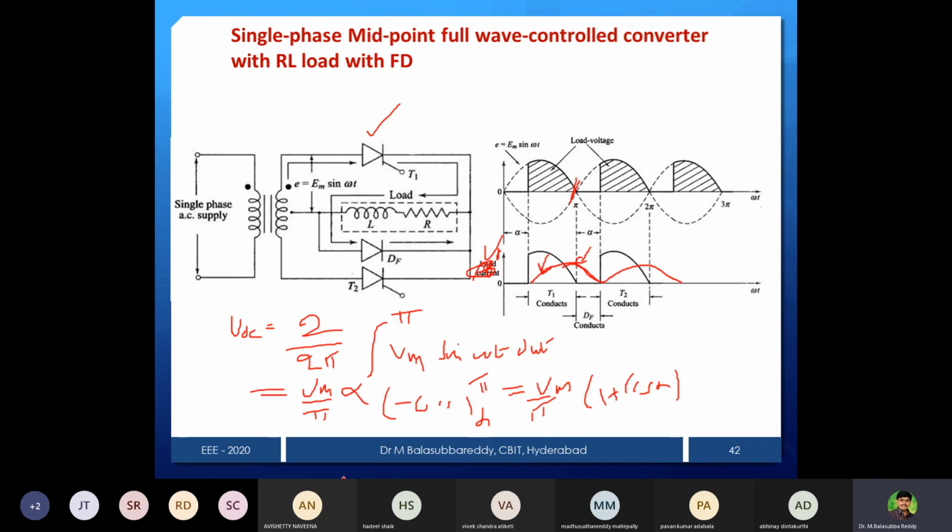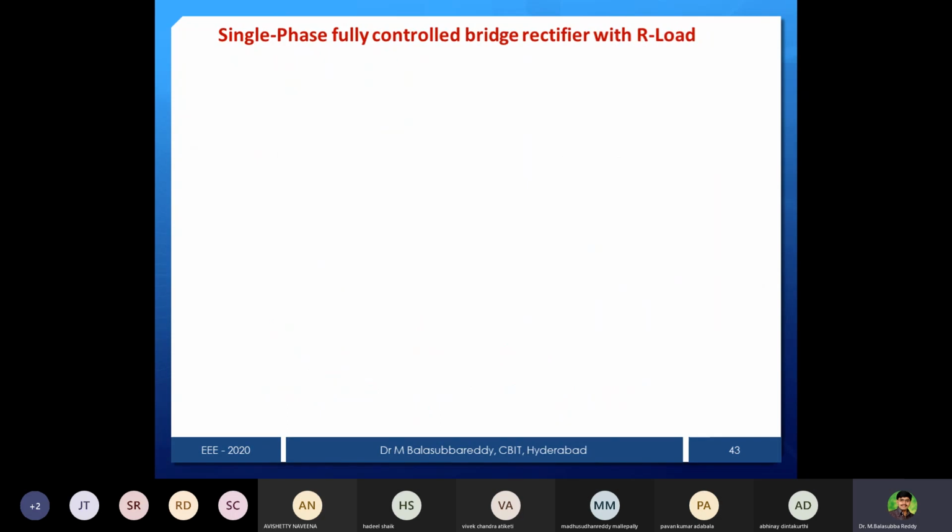We can observe this for the midpoint full wave controlled rectifier with different loads: R load, RL load, and RL load with a freewheeling diode. Now we'll move on to the single phase fully controlled bridge rectifier.